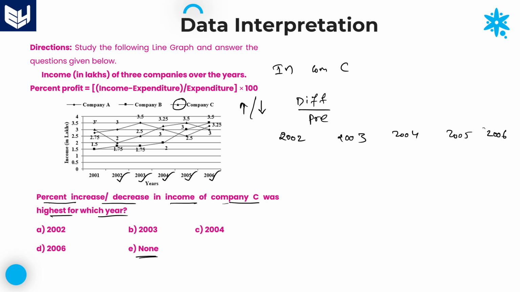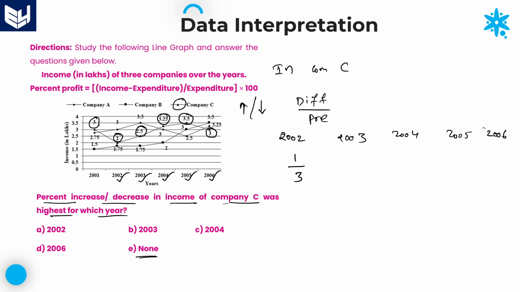Here, 2001, that is 3, and next 2, and next 2.5, and next 3.25, and next 3.5, and next it is 3. These are the values. So in 2002, the value decreases, right? How much decreases? The difference is 1 as compared with the previous year. 3 minus 2, 1, divided by previous year value, which is 3. 1 by 3. 2002 is done.